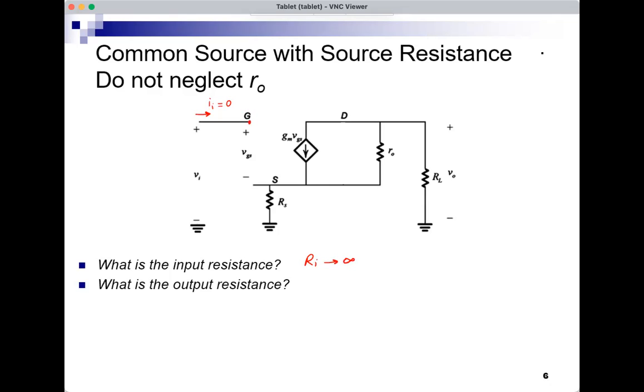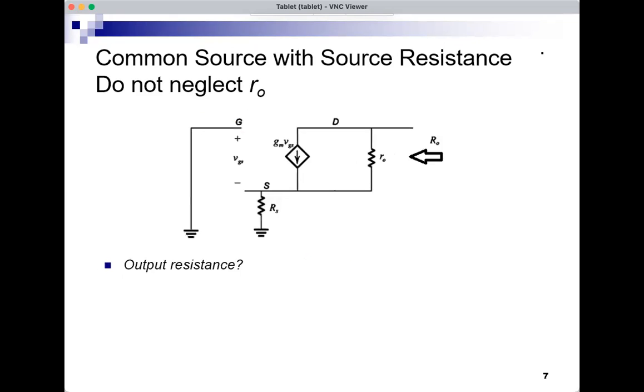Output resistance, the output resistance is affected by RO. If I replace the load by a test source, I set the input to 0, RO would still be there. And I'm not sure if GM VGS would be 0 in this case even. Would it? Let's apply the definition for output resistance and see what we get.